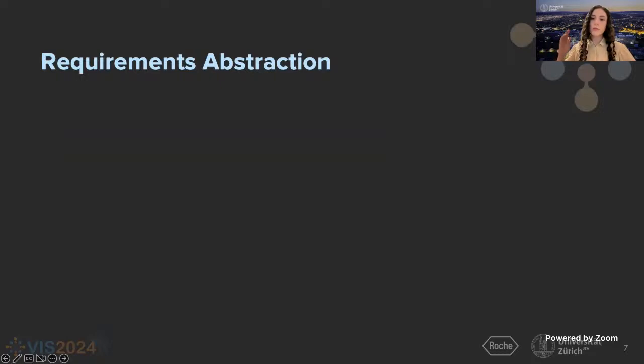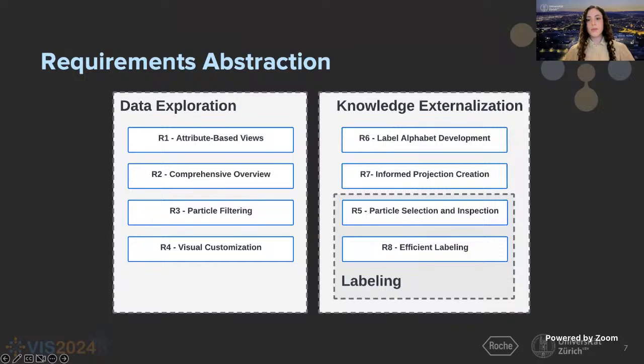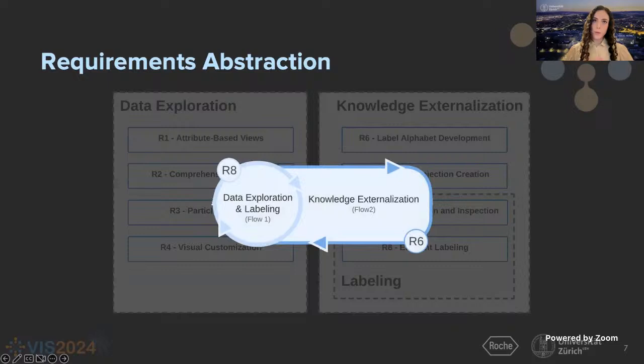These we've derived from stakeholder interviews early in the process, and we organize them around data exploration, ensuring that experts can effectively interact with and query the particle data to discover new patterns. Also labeling through multiple selection and inspection modalities. And these two together in turn lead to knowledge externalization in the creation of labels and their organization. So altogether, what we found was that there are two iterative nested workflows at play, one for exploration and labeling, and the other on the overarching knowledge externalization process.